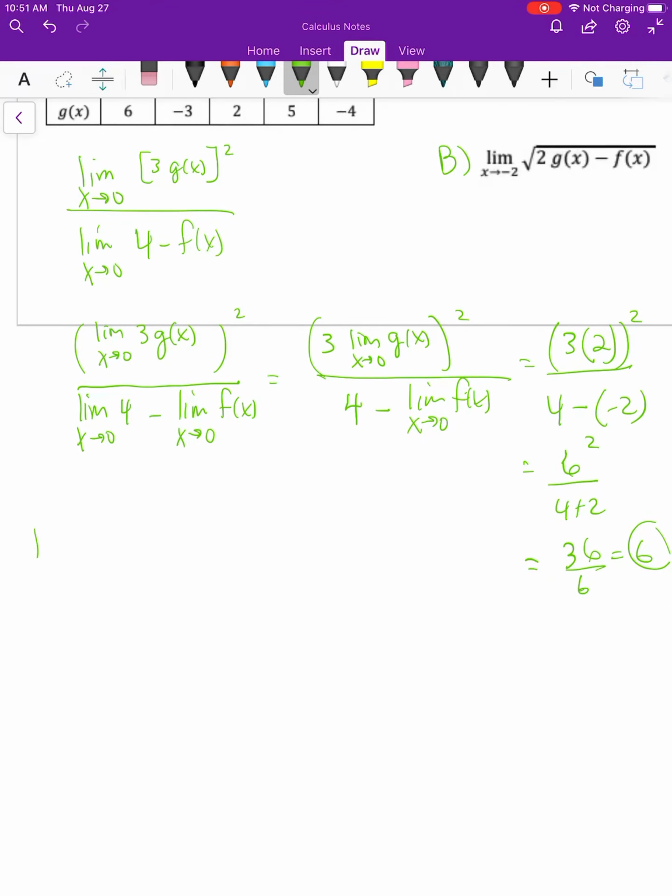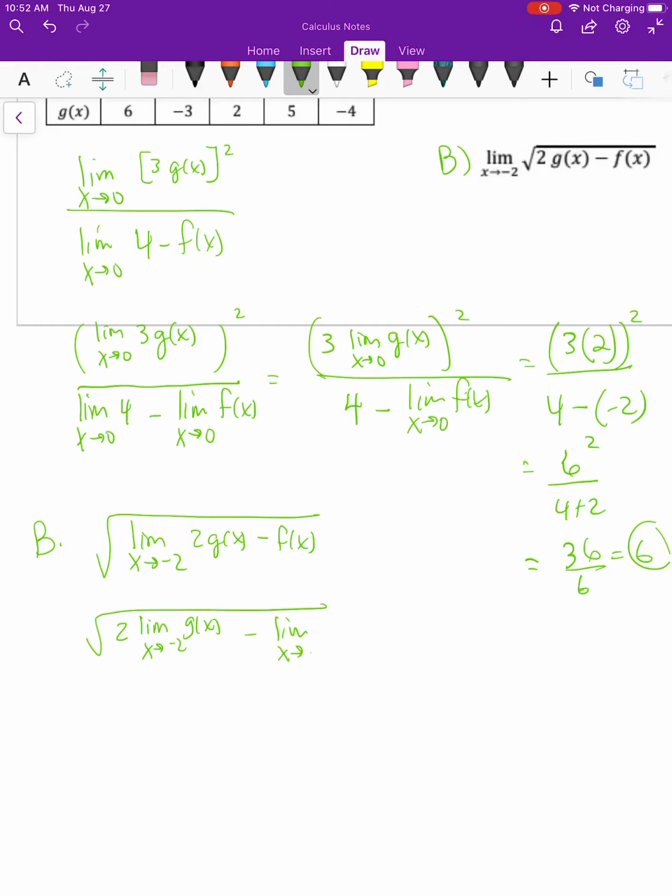Now for part B, that limit, you can bring the square root on the outside. And this would be 2 times g of x minus f of x. So I like to bring that 2 in front. And then minus the limit as x goes to negative 2 of f of x.